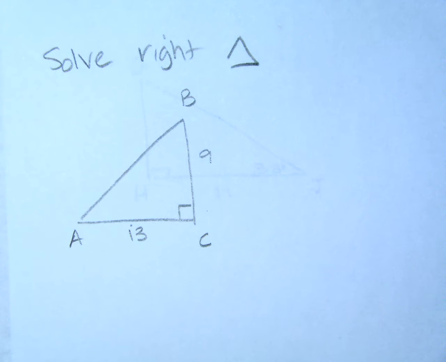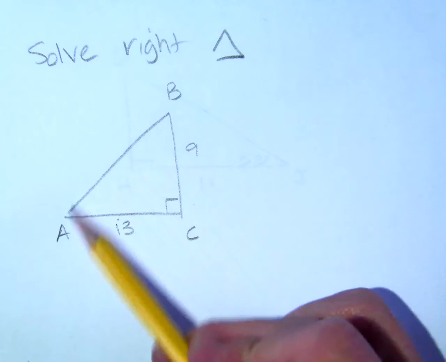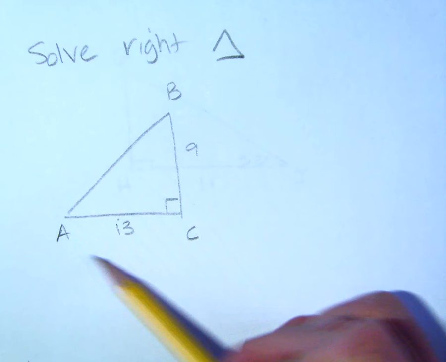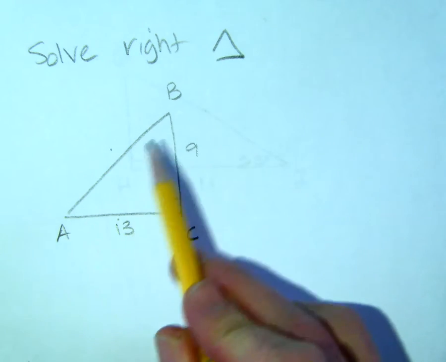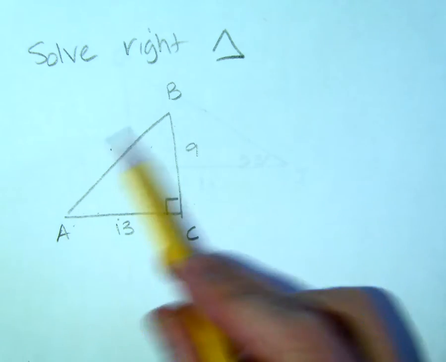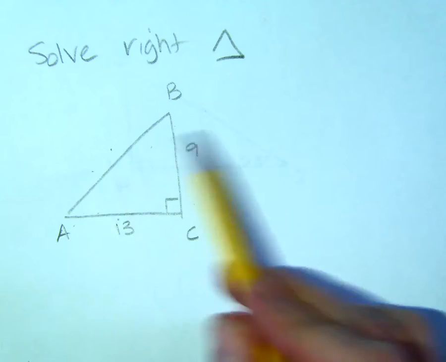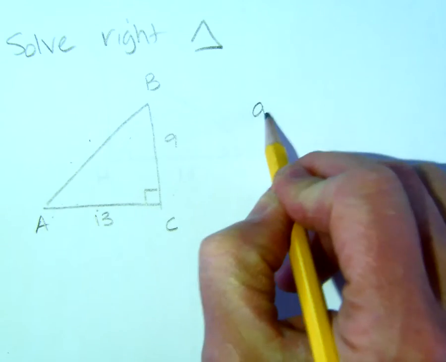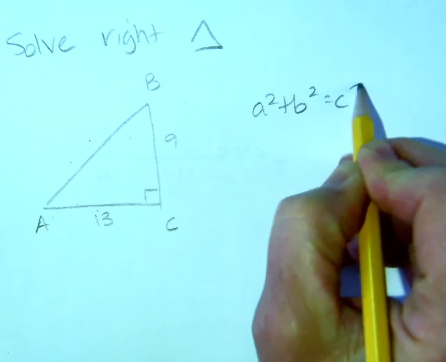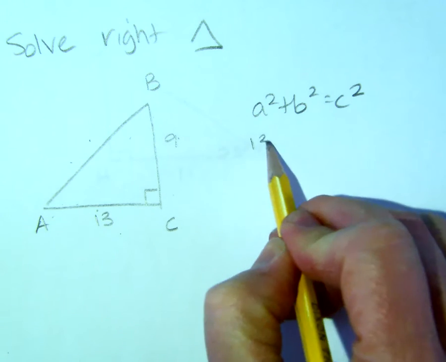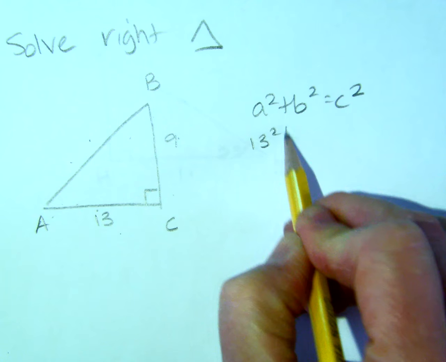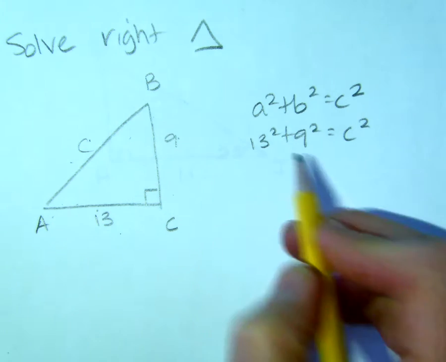So 7.6 is about solving right triangles, and what that means is find every missing part. So in this case, I still need to find the hypotenuse, and I still need to find the two angles. Well, anytime you want to find the third side of a right triangle, use our old friend, the Pythagorean theorem, and in this case, the sum of the squares of the legs. So 13 squared plus 9 squared equals c squared.